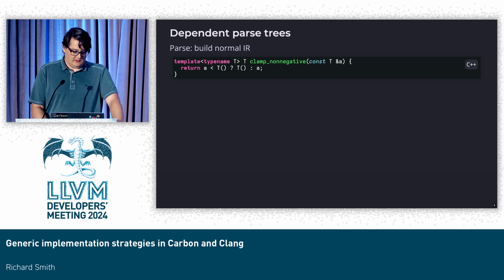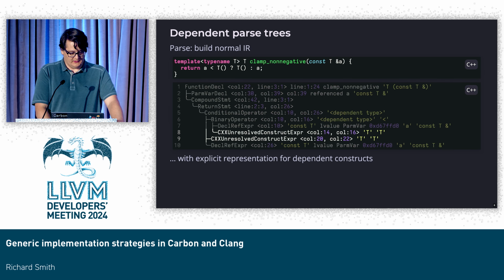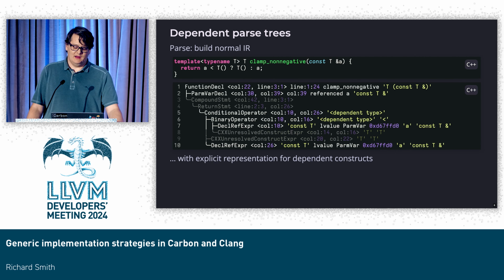So when we see a template, such as this function template, we're going to parse it and we're going to build an AST as we would normally do for a non-dependent construct. And in this case, it looks like this. And there are some interesting things about this. We have an explicit representation of these dependent portions of the AST. So we have this unresolved construct expr that says, I'm going to construct a t, whatever t is, using open paren, close paren. And we don't actually know what that means yet, but whatever that means, that's what that's going to do. We also have some AST nodes here that have types that are dependent, but we generally know what structure they're going to have. We just don't know what their types will be.